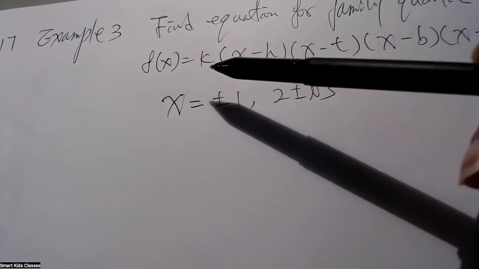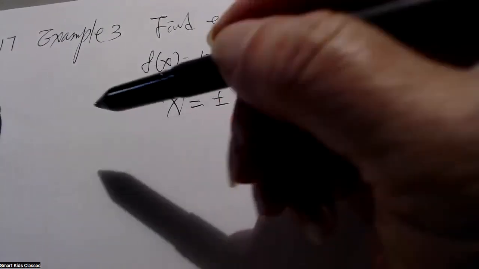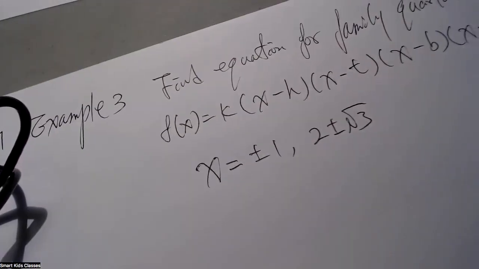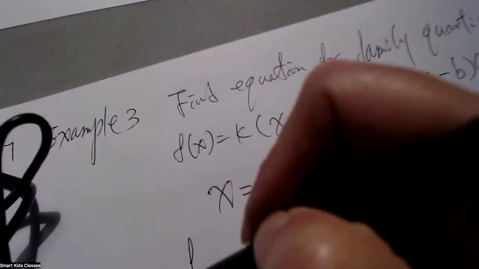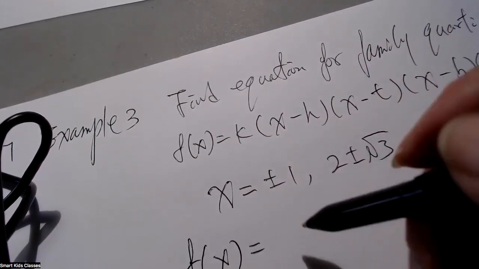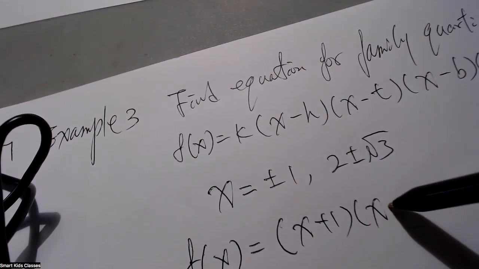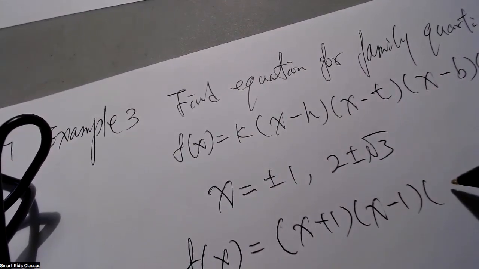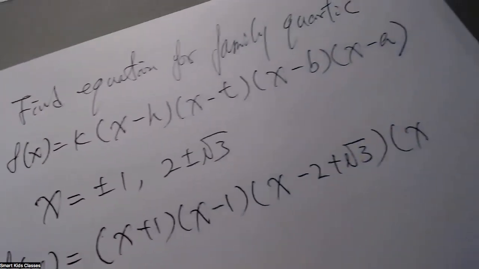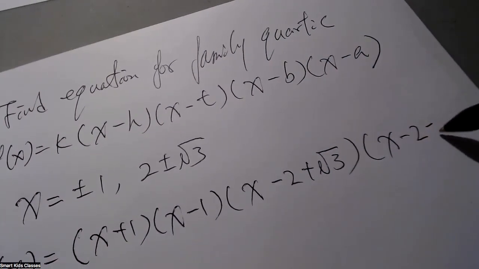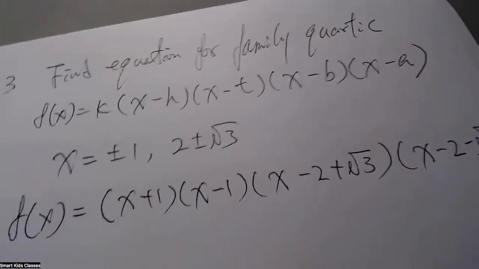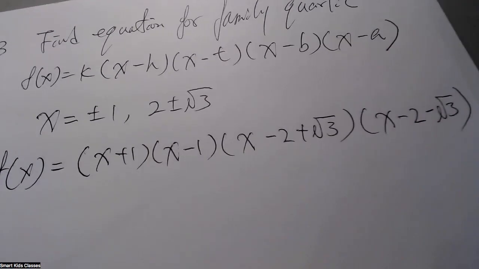Let's make one positive, when k is equal to 1. I'm going to move the camera a little bit to this side. So f(x) equals (x + 1) times (x - 1) times (x - 2 + root 3) and times (x - 2 - root 3). And this is a positive quartic function.